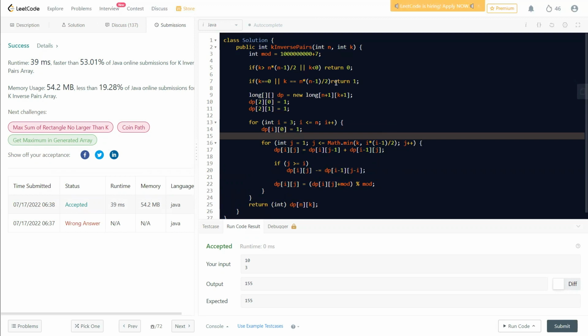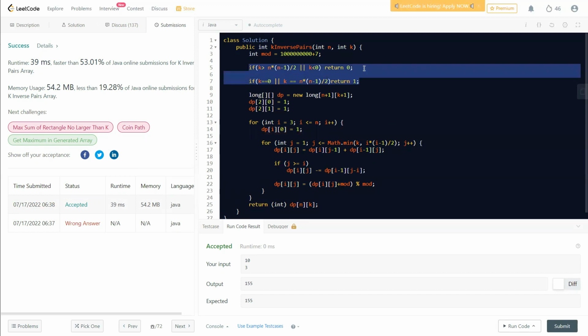Okay. Now, one by one. These are the base conditions. Base conditions mean when we should not go into the actual loop. So in case our k is less than zero. If k is less than zero, is it possible? If k is zero, we know that k is zero. It can be one. Fine.